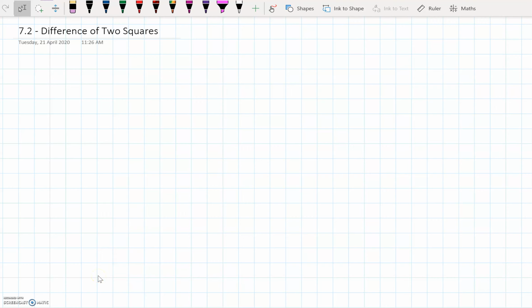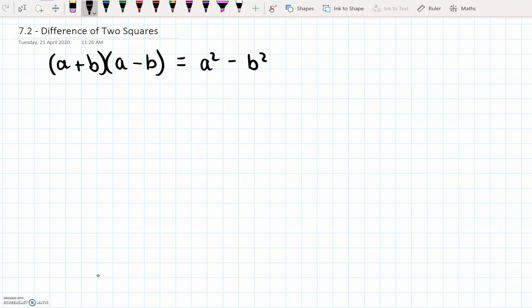Okay, what we're going to look at now is what we call the difference of two squares. Hopefully some of you remember this from earlier in the year. The difference of two squares was one of the special situations with expanding brackets. When we had (a plus b)(a minus b) and expanded those brackets with the shortcut, what we actually get is a squared minus b squared. Hopefully you all remember that.